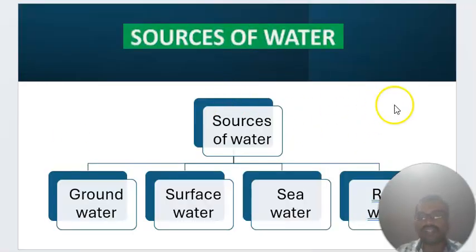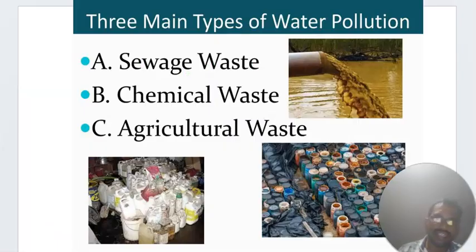Now coming to the source of water. You can see here the sources of water: groundwater, surface water, sea water and rainwater. Then in this slide, the main reasons for water pollution. Three main types of water pollution are happening nowadays: sewage waste, chemical waste and agriculture waste. These are the three major causes of water pollution.